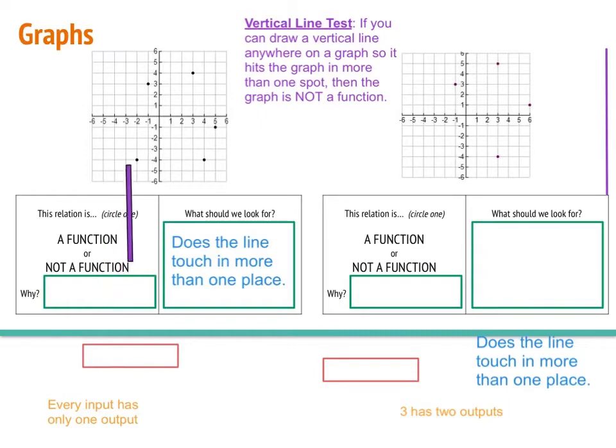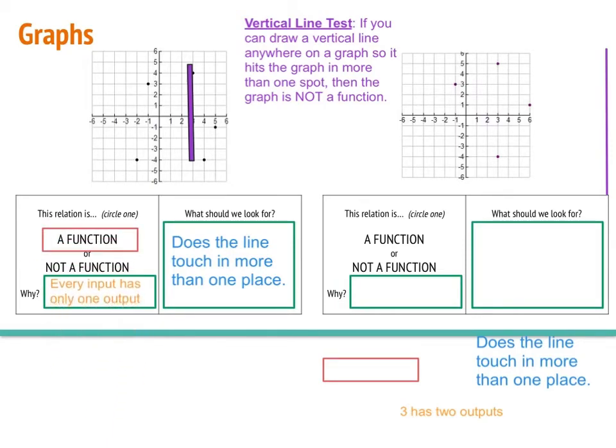So I'm going to take this vertical line and place it on the graph. Notice when I place the line right here, it only hits at one spot, at this one point. When I place the line right here, again, it only hits at one spot. That means this relation is a function because every input has only one output, or the vertical line that I drew only hits the graph in one spot. So let's try the next example.